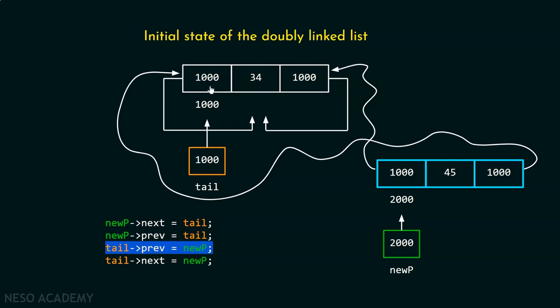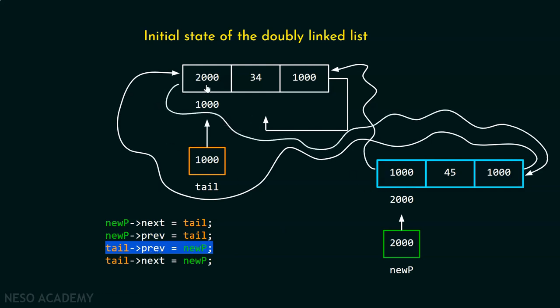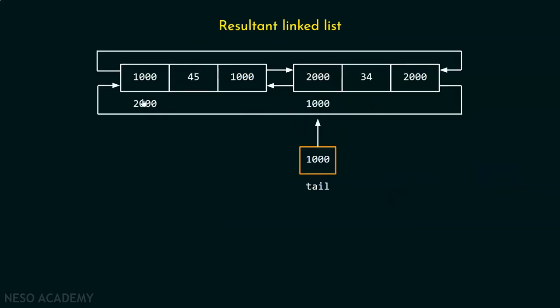After this, the prev part of this node must be updated so that it can point to this node. That means we must store this address 2000. We know the address of this node is 2000. After this, we will update the next part of this node so that it can point to this node. Again, we must store this address 2000 over here. The resultant linked list so obtained looks like this. We have successfully added this node at the beginning of this node, right? And the tail pointer is still pointing to this node.